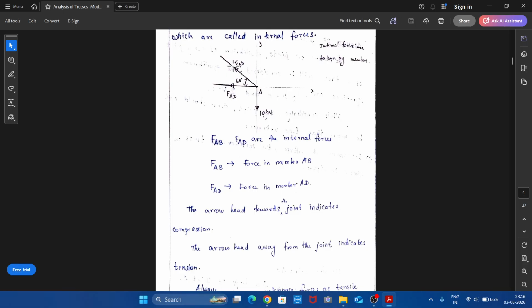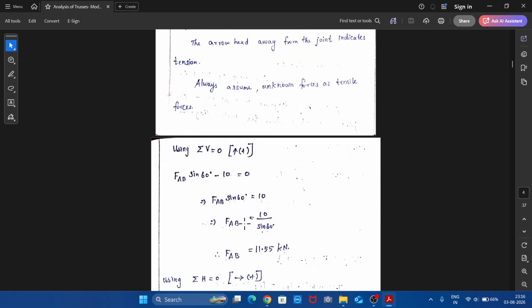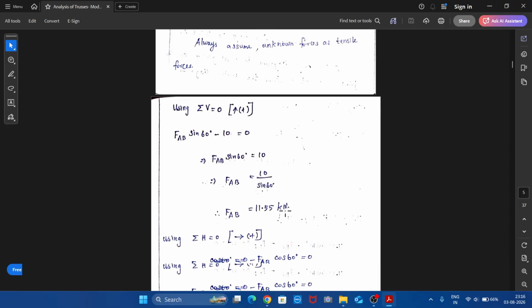So if I resolve FAB along the y-axis, I will be getting FAB sine 60, and this arrow will be pointing up upon resolving. So this minus 10 and this plus FAB sine 60 will be sigma V equal to 0. So minus 10 plus FAB sine 60 equal to 0, from which we can find the value of FAB. So FAB equal to 10 by sine 60, which is 11.55 kN.